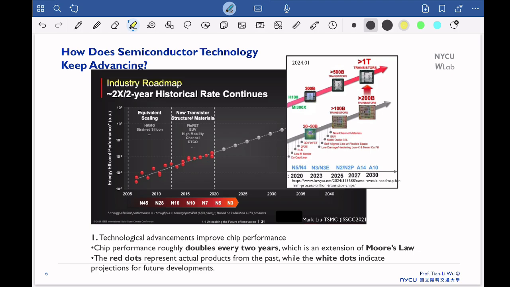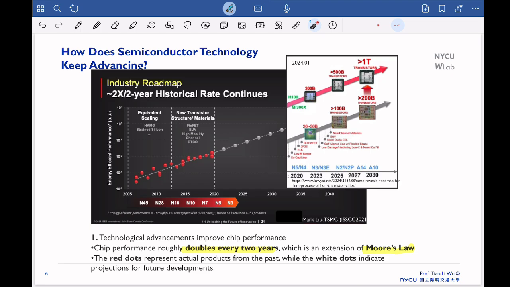So what has actually been happening in the last several decades? What kind of technology advancement has led us here? Technological advancement improves chip performance. As I already said, our goal is that chip performance roughly doubles every 2 years, which is the Moore's law. In this one, this red dot is a real product figure of merit, and this white line is basically Moore's law. So we can see that from 2005 until now, 2025, we are doing a very good job over the last several decades, squeezing our brains and making a lot of innovations to make sure our technology can follow Moore's law.